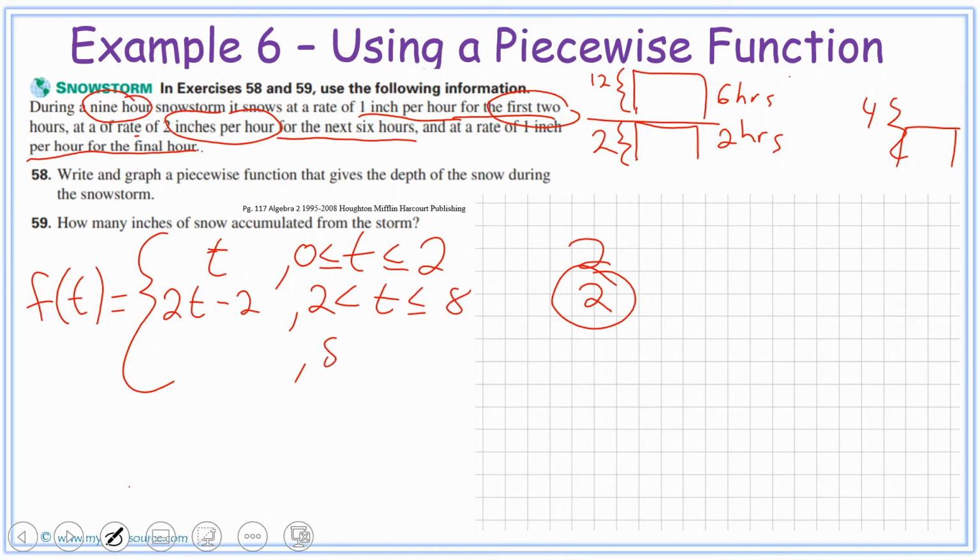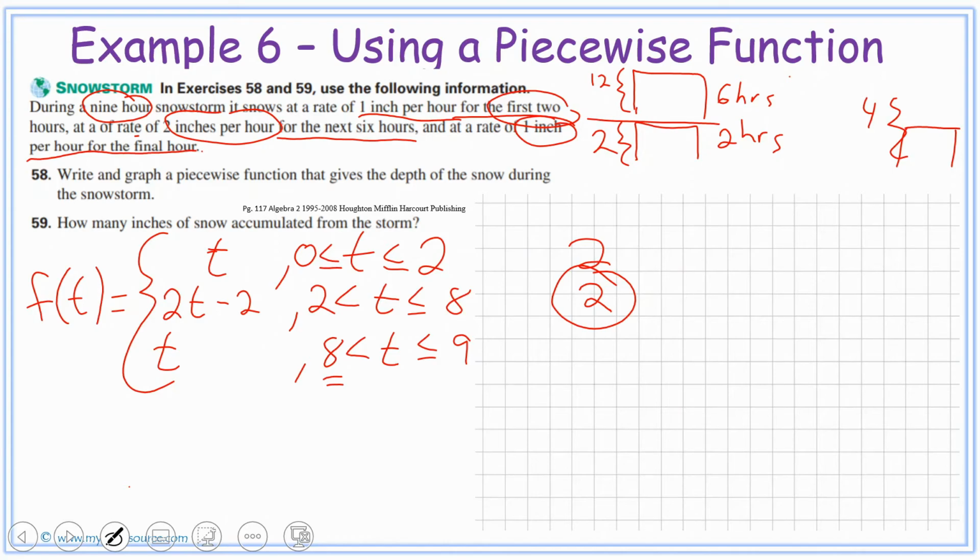I'm picking up at 8, and it's going to be strictly greater than 8. And that's for 1 more hour, so that's going to be less than or equal to 9. Now remember, this is a rate of 1 inch, so that's 1t, or just t by itself. But if I substitute the first t in there, 8, that's 8.